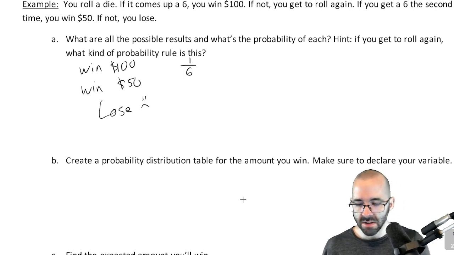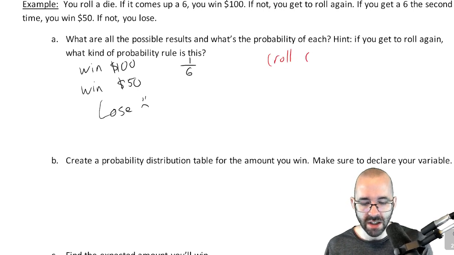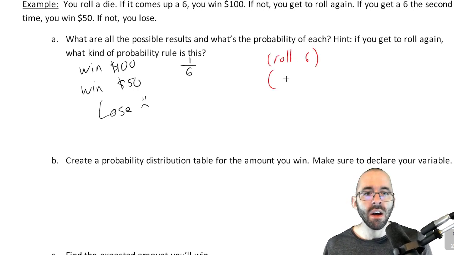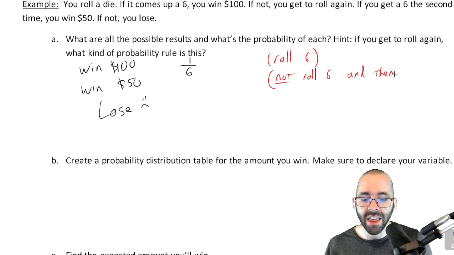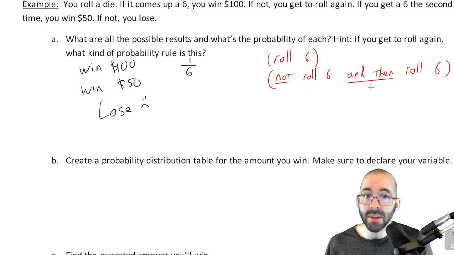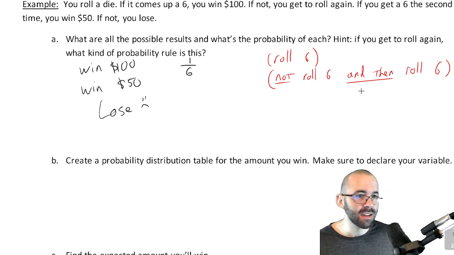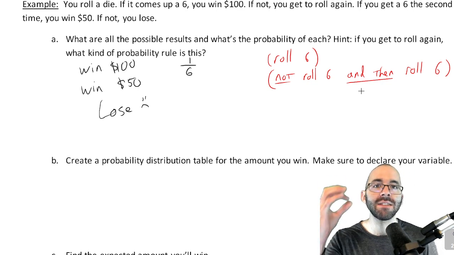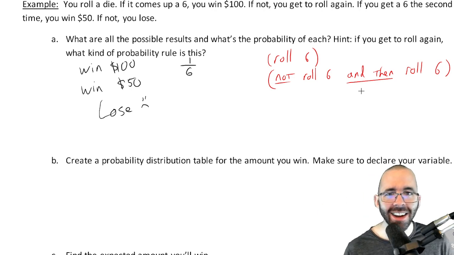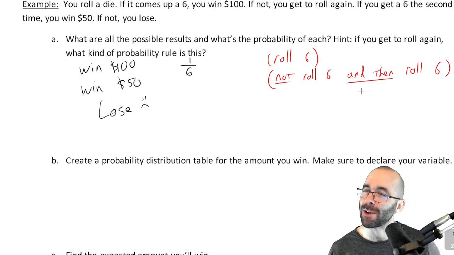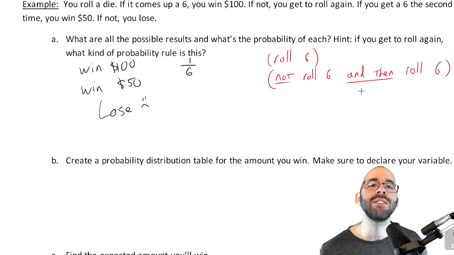To get $50, first we have to not roll a 6. Right? And then roll a 6. This is a probability rule, right? Not roll a 6 and then roll a 6. That's and, multiplication. Multiplication. I don't know what I said. They're both really clever. They both roll off your tongue. We need to multiply 2 probabilities.